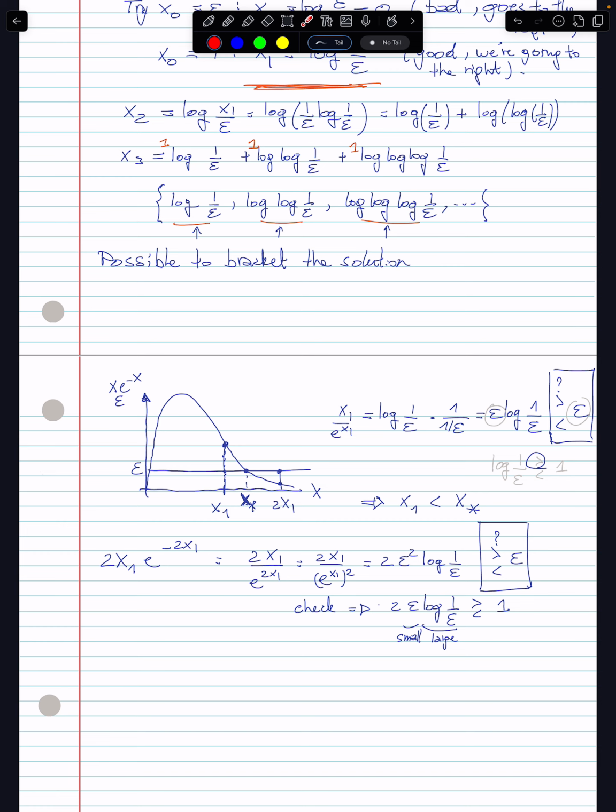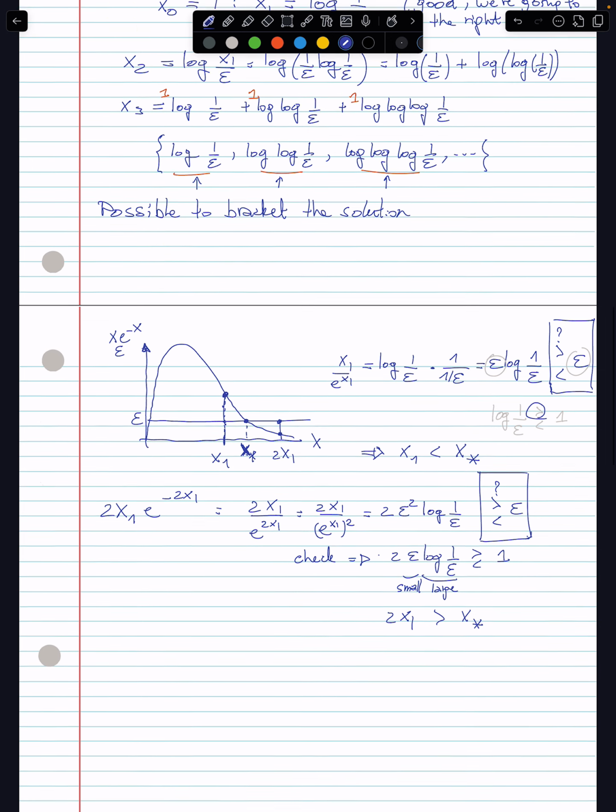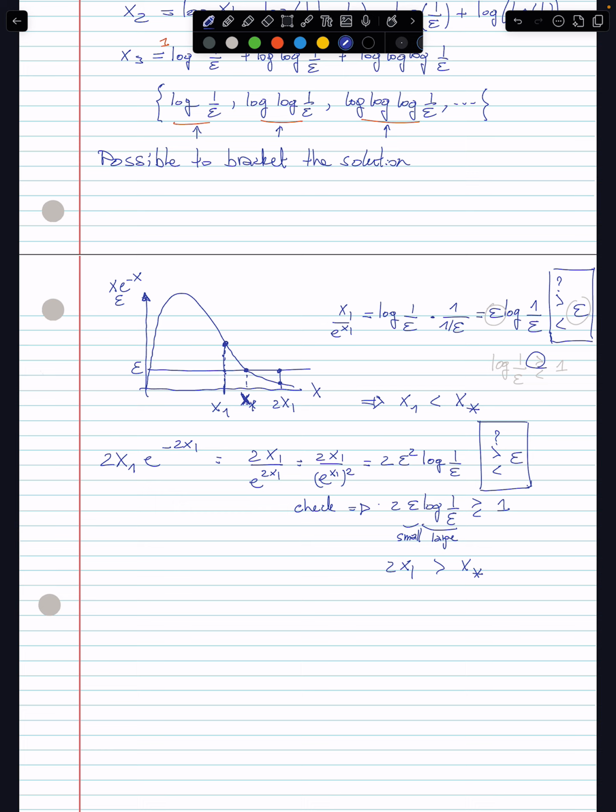If this is hard to understand, just replace epsilon by 10 to the minus 3, and you'll see that this is much smaller than 1. All right, and so this means that twice x1 is larger than x star. And so if you combine these two conditions that we found, we get that x star, the exact root, belongs to the interval x1 to 2x1.